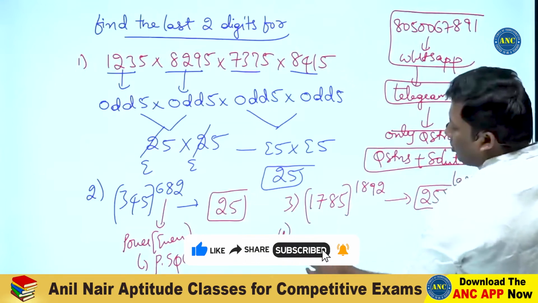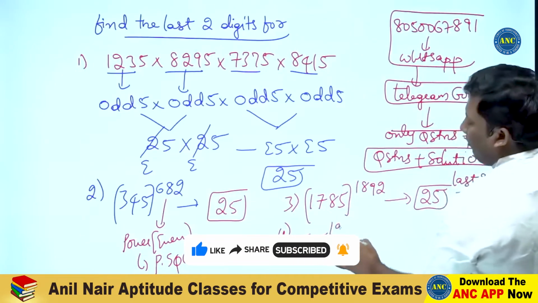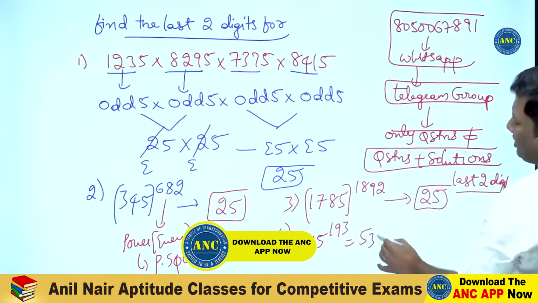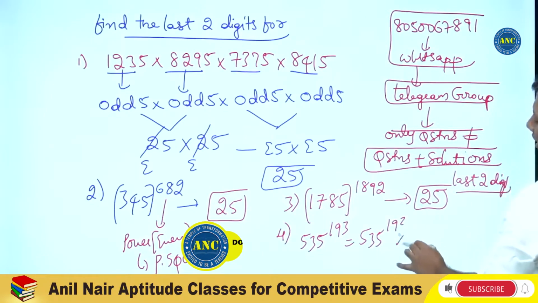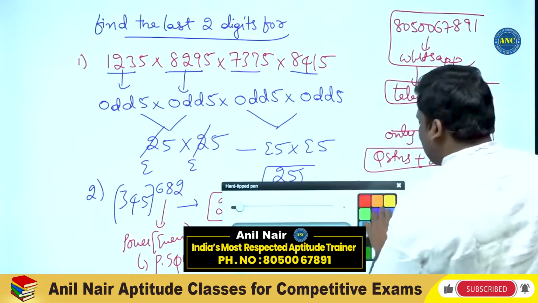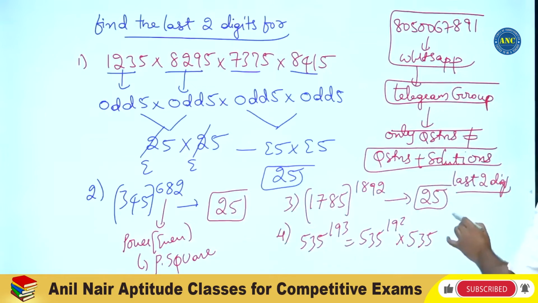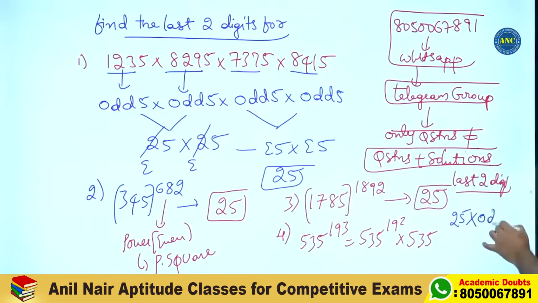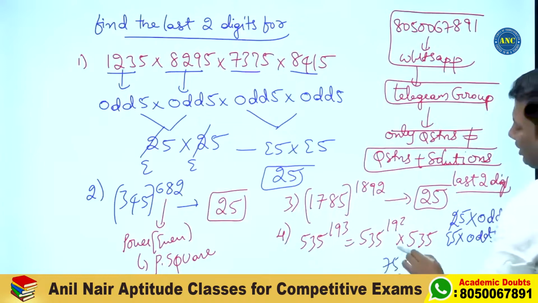Suppose the question is 535 power 193. Power is an odd number. It can easily be written as 535 power 192 into 535. 192, power is an even number, so it is 25. 535, it is an odd number. Even 5 into odd 5. What will be the answer? 75. Very, very easy to solve.